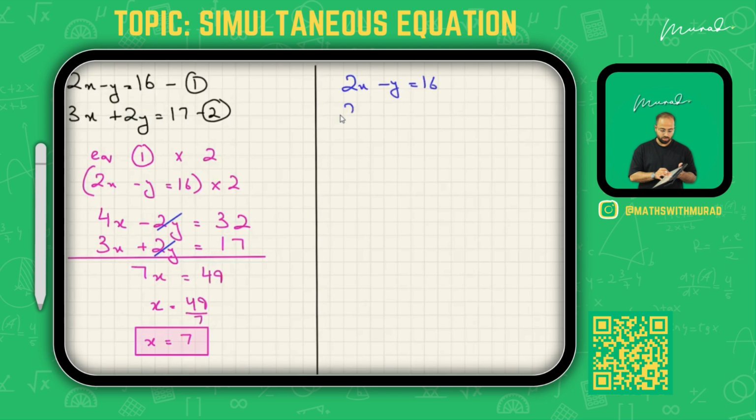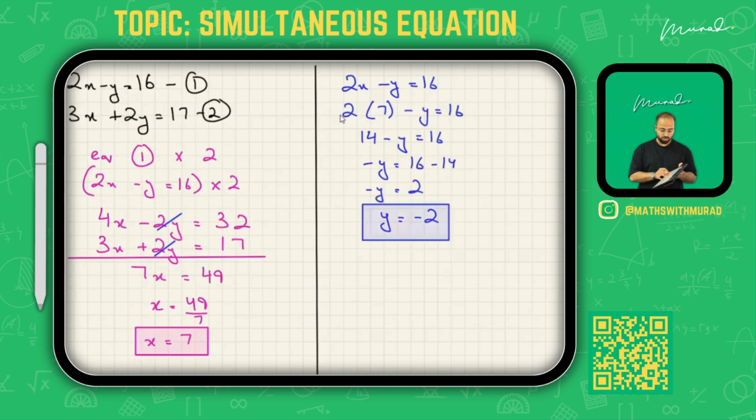I'm going to put the value of x, which is 7. It becomes 14 minus y equals 16. I'll shift 14 to that side: 16 minus 14 becomes 2. Now if you multiply with the negative sign, it becomes y equals -2. So I already got the value of y now. So what are these points? These are the point of intersection of these two lines. These two lines are these lines, right? Is there any confusion in this particular method?